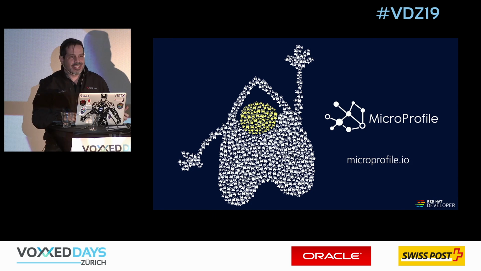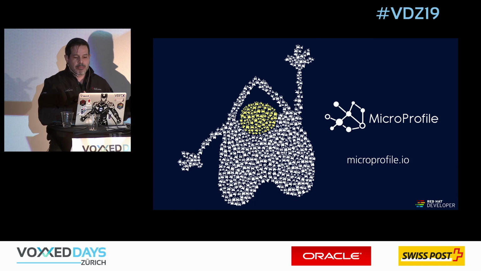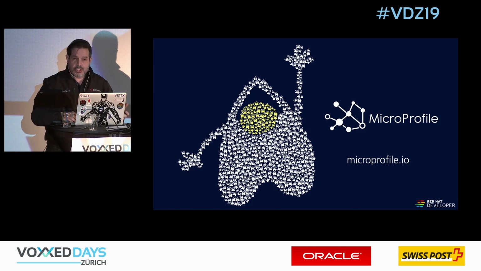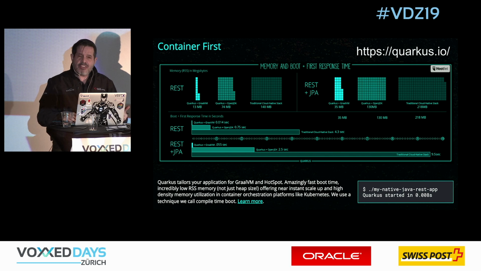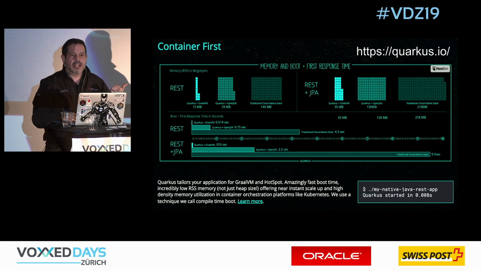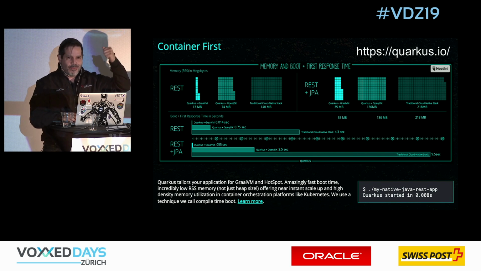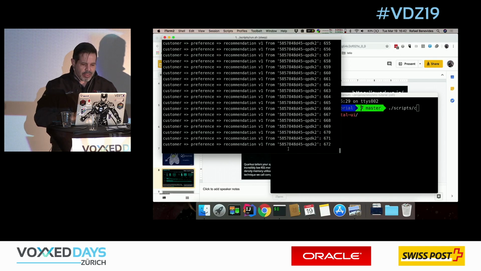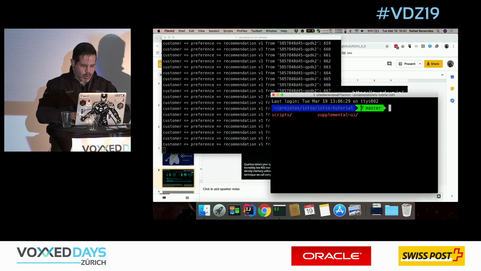It's good because I cannot forget to mention MicroProfile.io and also the specification to build microservices in Java. And plus, have you heard about the announcement of Quarkus.io last week? So for those who haven't seen Quarkus, let me just give you a brief overview of Quarkus.